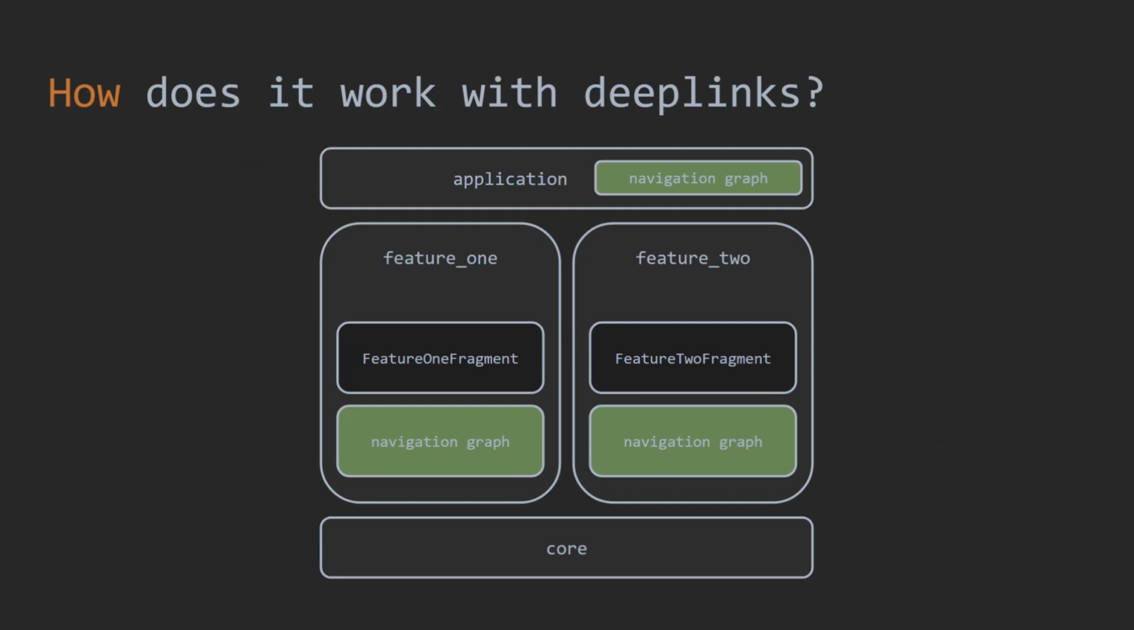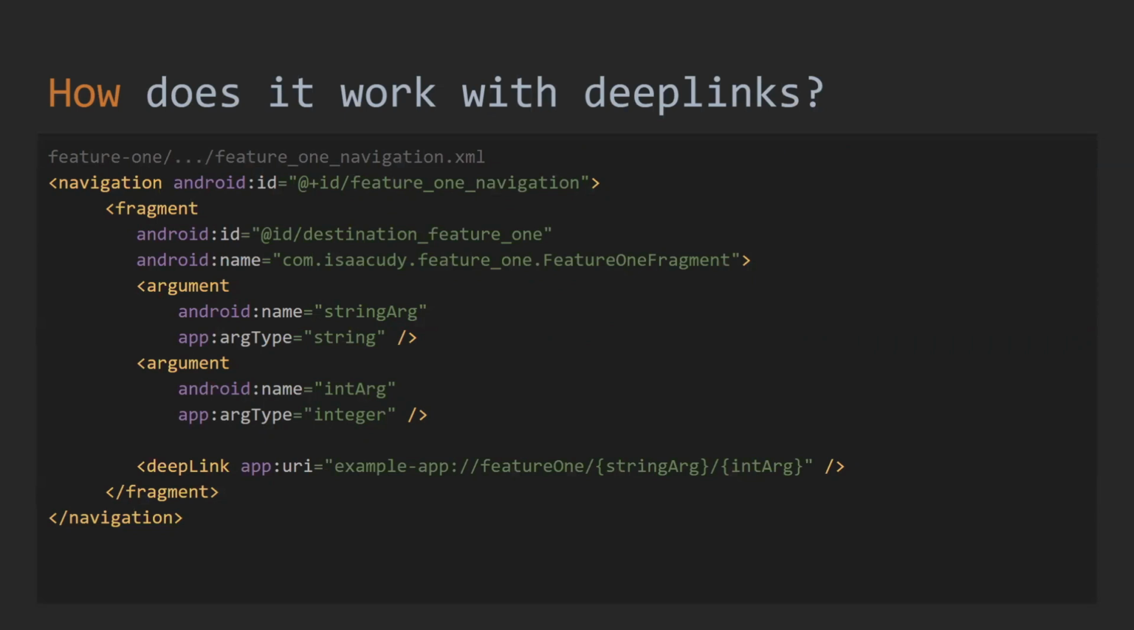So we start off by adding a navigation graph to one of our feature modules, which is going to look a little bit like this. So this is our feature 1 navigation graph. We can see we're defining a fragment destination there called destination feature 1. And that's going to have 2 arguments, a string and an int. And underneath those arguments, we add a deep link item, which provides a URI with some path placeholders for our arguments.